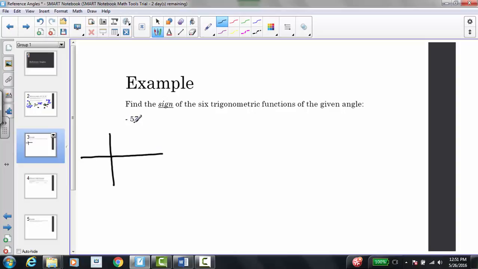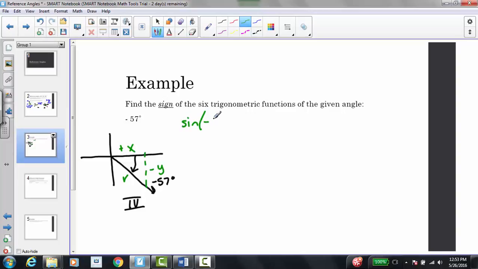I'm going negative 57 degrees. And remember, when I have a negative angle, that means I'm going in the clockwise direction. So here is negative 57 degrees. So this means I'm in the fourth quadrant. So now that we know that we're in the fourth quadrant, we want to go ahead and draw our reference triangle. Drawing our reference triangle allows us to see that we have a positive x direction and a negative y direction, and our r is also going to be positive.